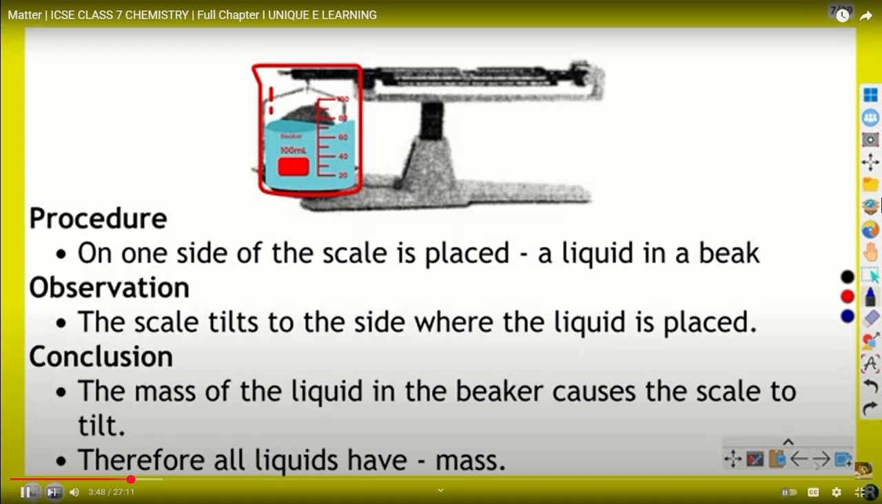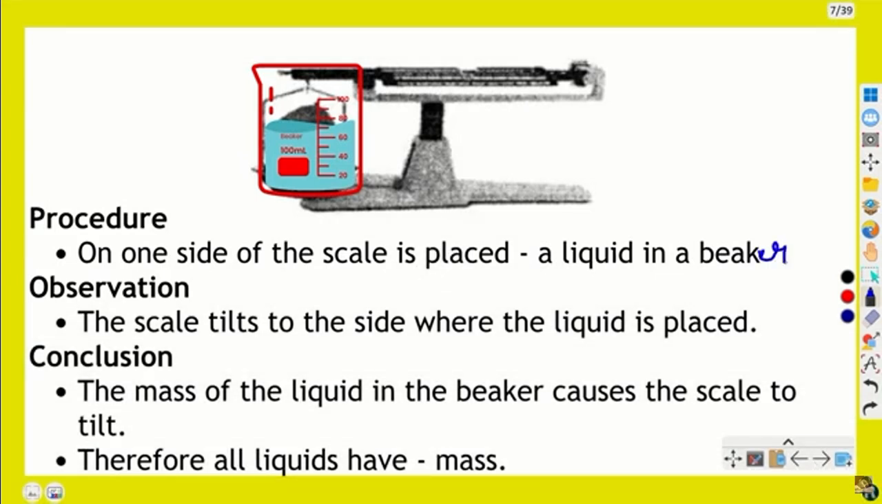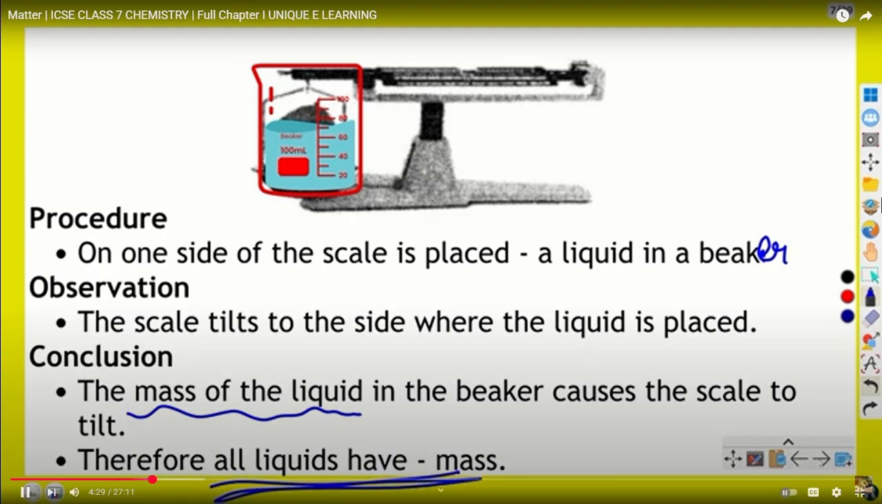First, let me tell you that there are three states of matter: solid, liquid, and gas. Now, the procedure: on one side of the scale is placed a liquid in a beaker. You can see here that in a beaker of 100 ml, a liquid is filled up to 65 ml. And the observation that we get to see is the scale tilts to the side where the liquid is placed, because the mass of the liquid in the beaker causes the scale to tilt. Everything has weight and mass. So therefore all liquids have mass.